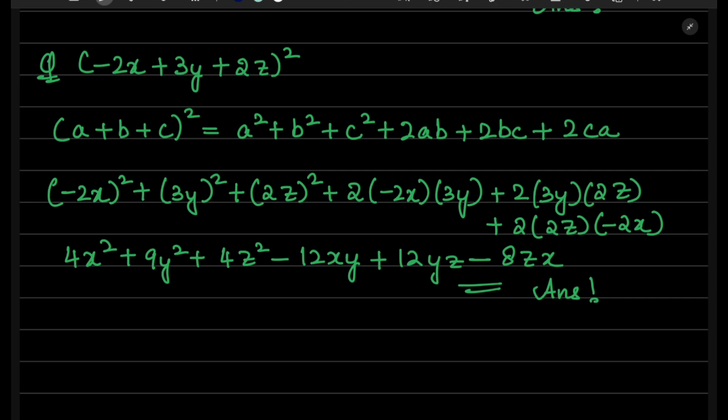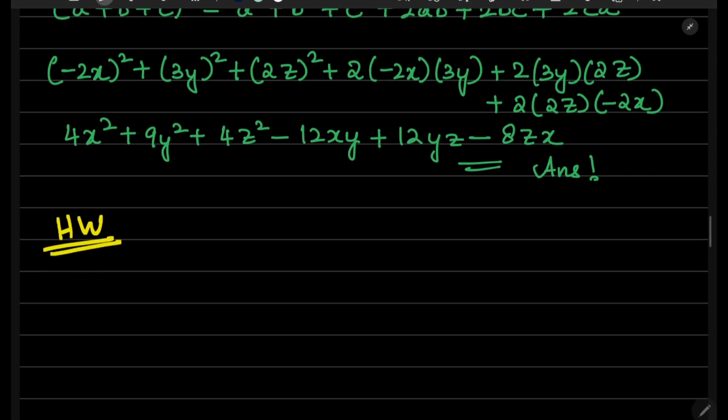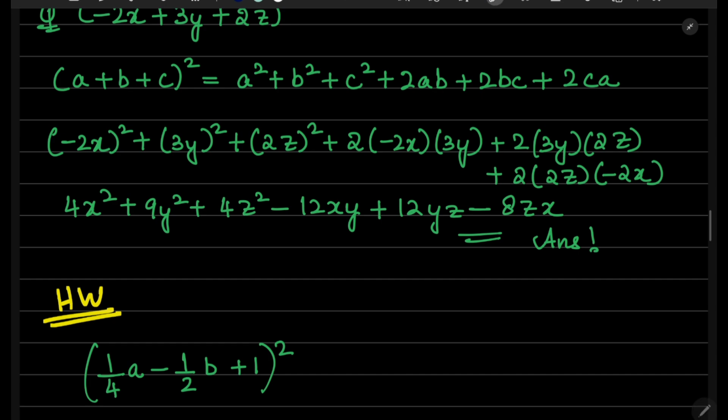Okay, so one homework question for all of you seeing this video. The question is, solve (1 by 4a minus 1 by 2b plus 1) the whole square. Okay, so you have to compare this with, as usual. What is your a? It's nothing but 1 by 4a. What's your b? Minus 1 by 2b. And what is your c? C is nothing but 1. So you have to just put it in the formula the way we did it here.